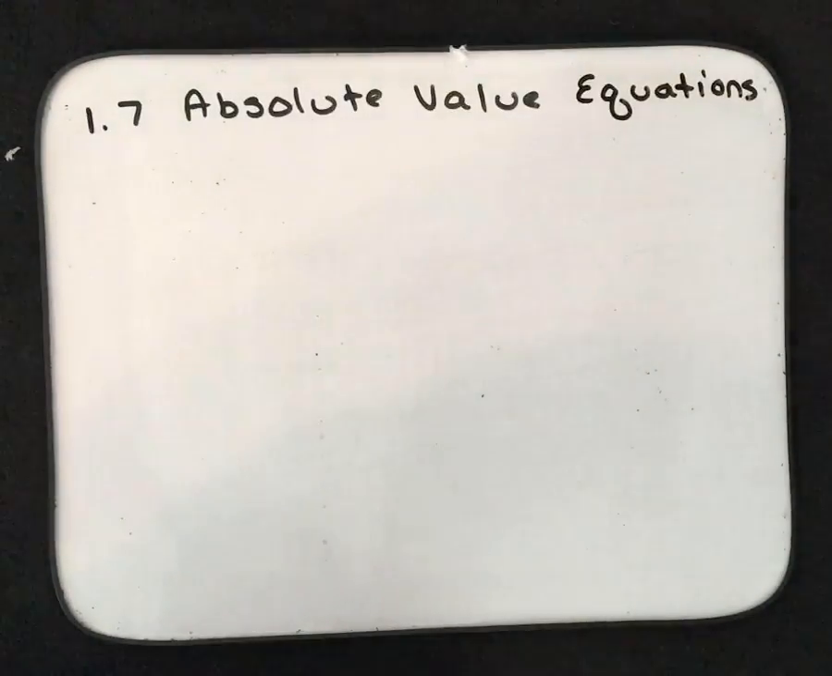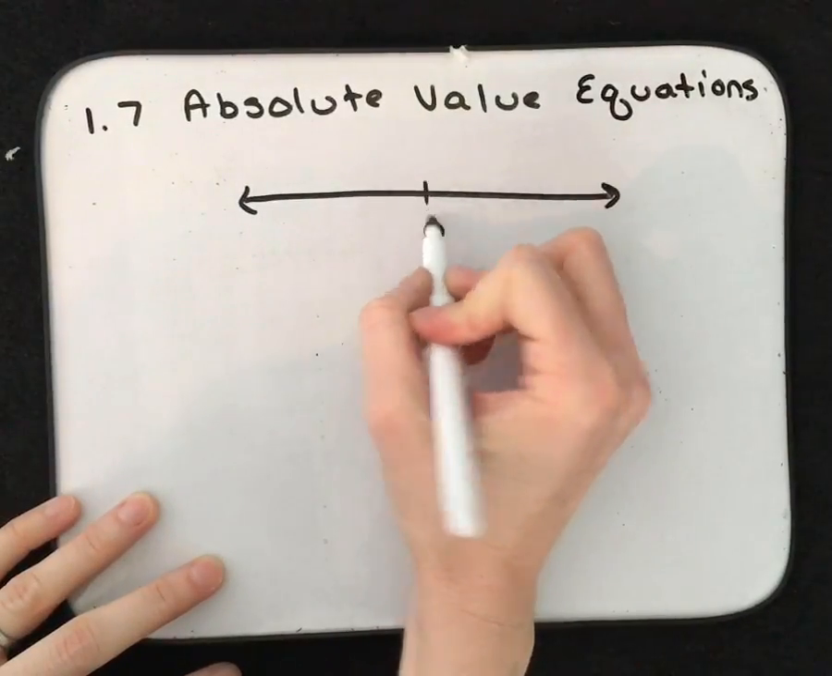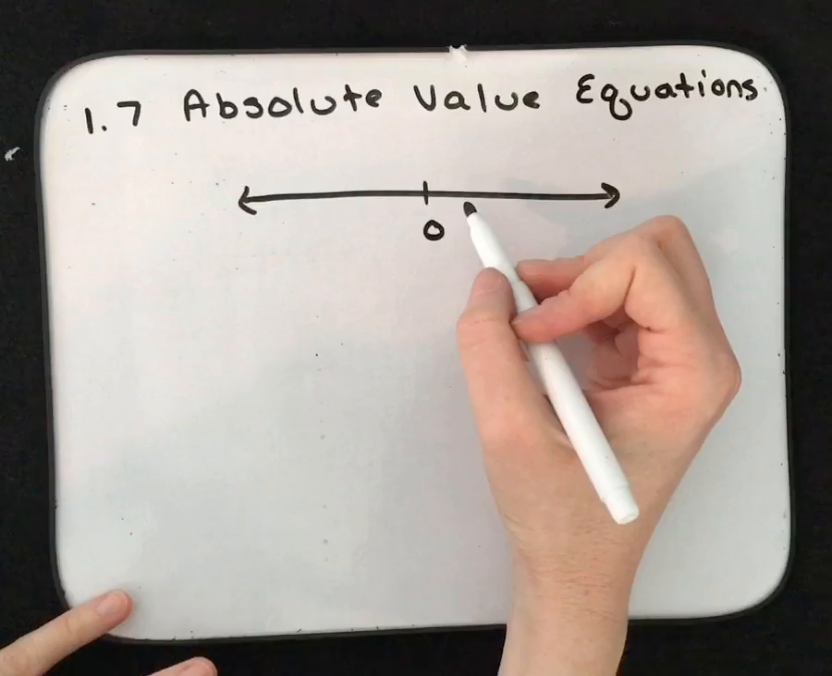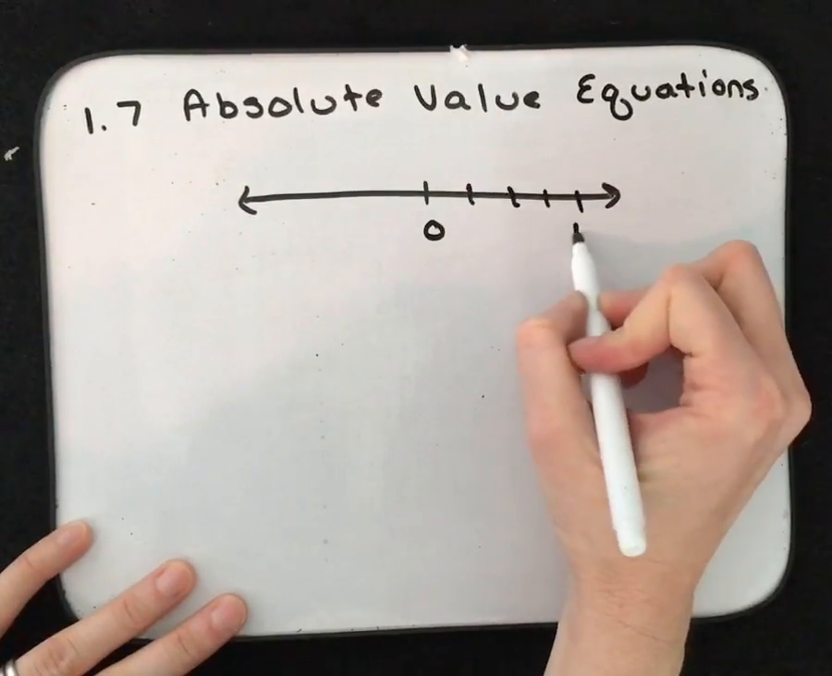Before we can look at absolute value equations, we need to make sure that we understand the meaning of absolute value. The absolute value of a number represents the distance from 0 on the number line. So if you have a number line, and 0 is right here, if I'm looking at the absolute value of, for example, 4, that would mean I'm looking at 4 spaces from 0.